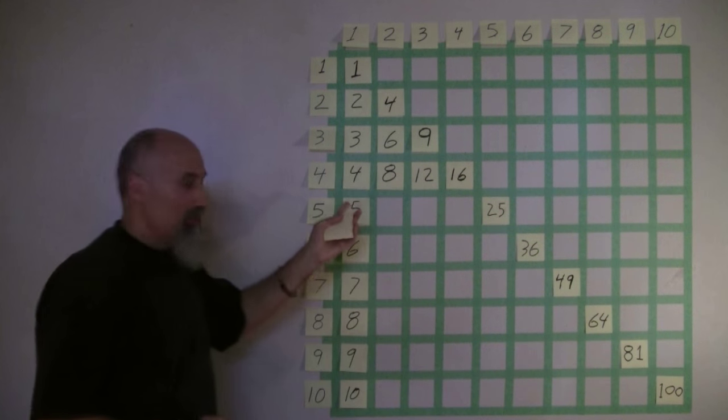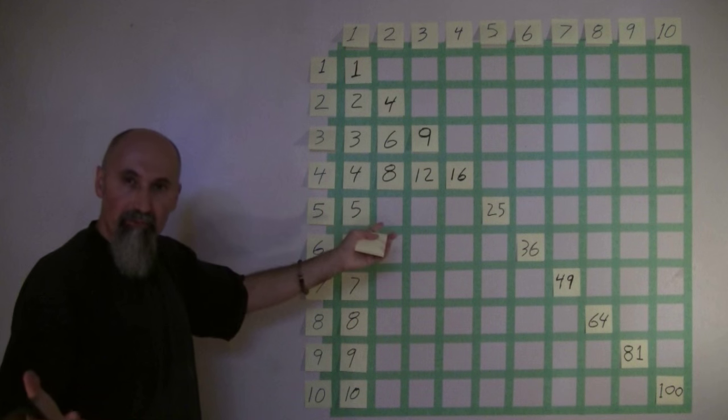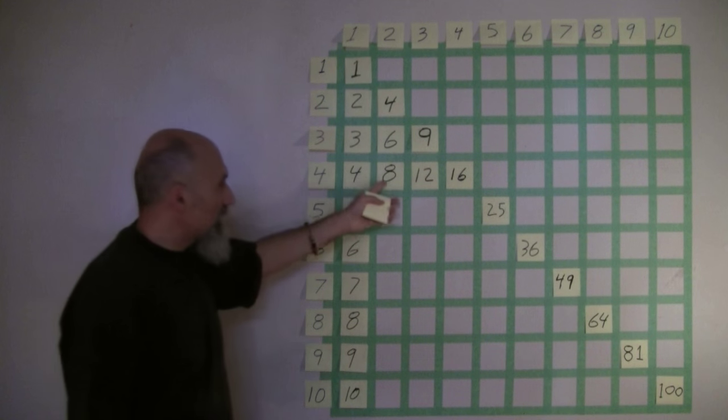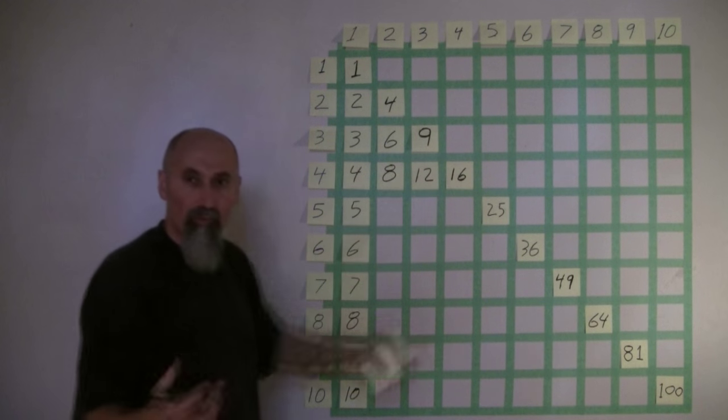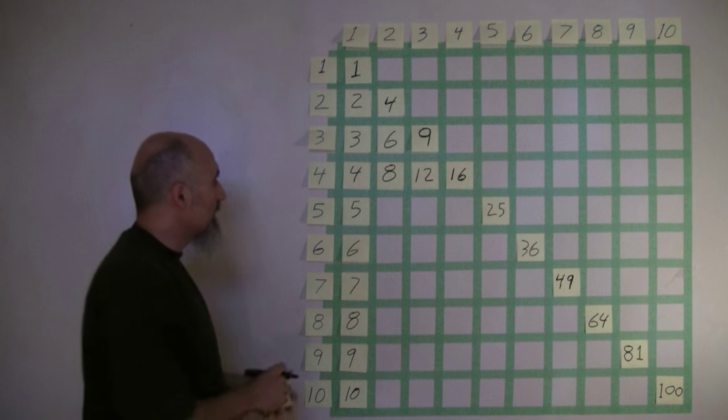4 times 3 means add 4 together 3 times, right? 4 plus 4 is 8, plus 4 is 12. 4 times 4, 16. Adding 4 fours together, you get 16, right?